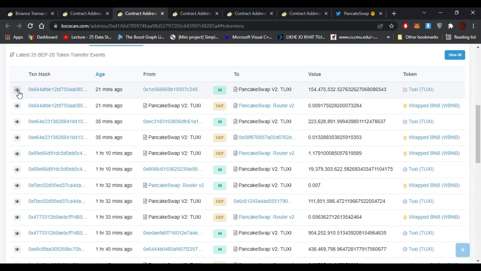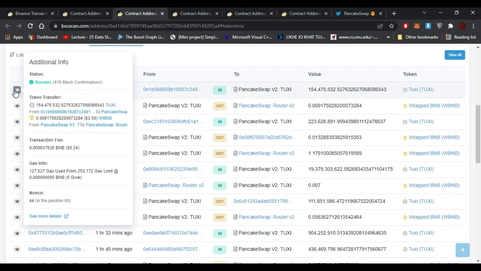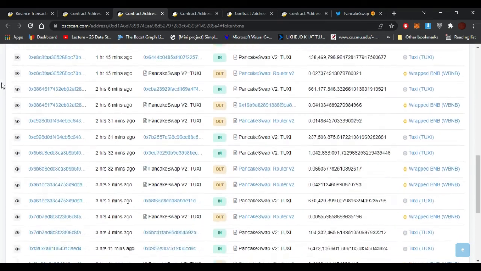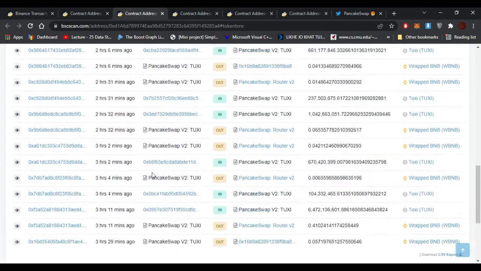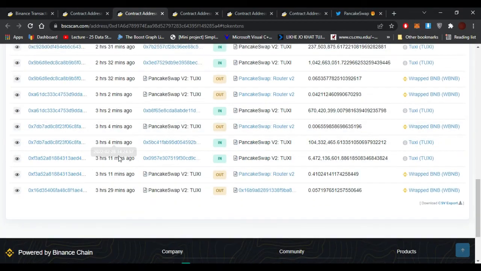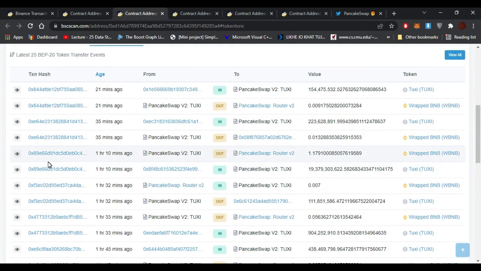As you can see, someone just bought, and there is buying and selling. So this one just sold 154 million Tuxi tokens for like 0.009 BNB. So actually liquidity defines how much one Tuxi token is equivalent to how much BNB, right? So as you can see, people already started trading like 3 hours ago. So probably the first guy was the one who actually approved the contract, and after that all these transactions here.